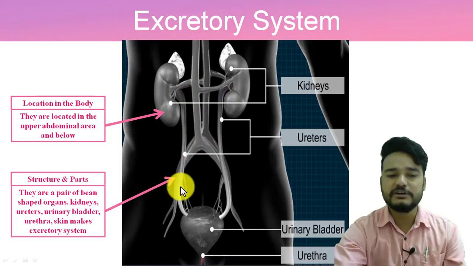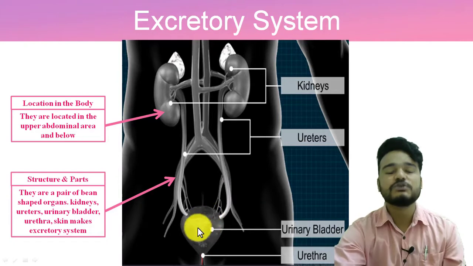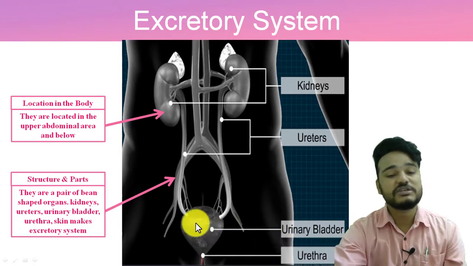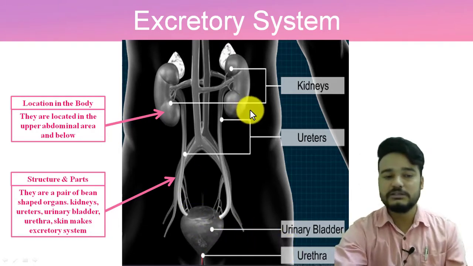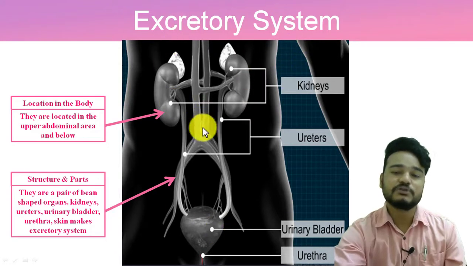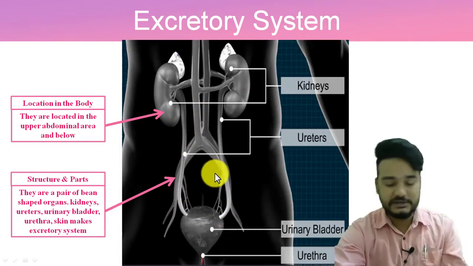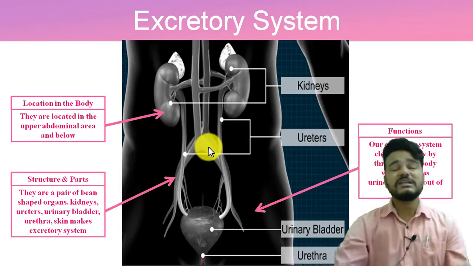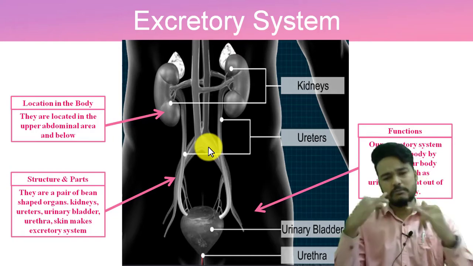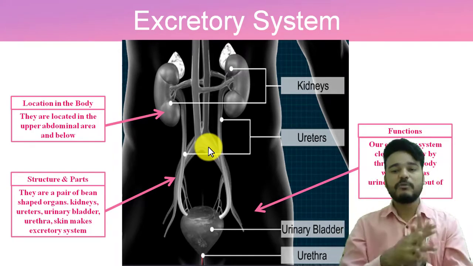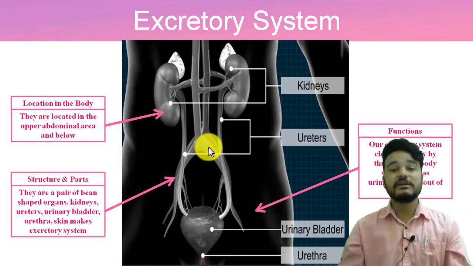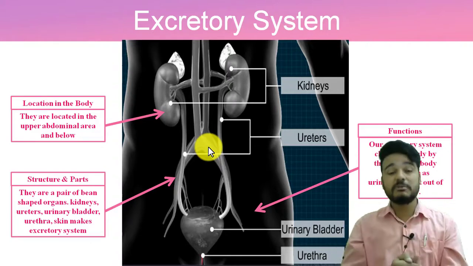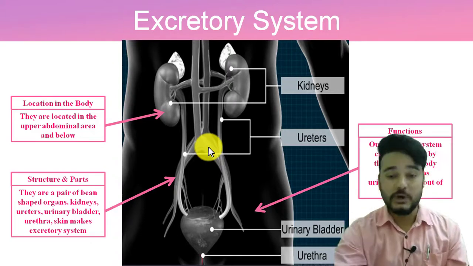Then we have ureters, then the urinary bladder. Whatever liquid of our body is left after filtering is stored here, and using the urethra it is sent out of the body. And our skin also comes under the excretory system. So what it actually does is clean our body completely, and removes waste from our body in the form of urine and sweat. Sweating is a good thing, because it removes waste from our body.